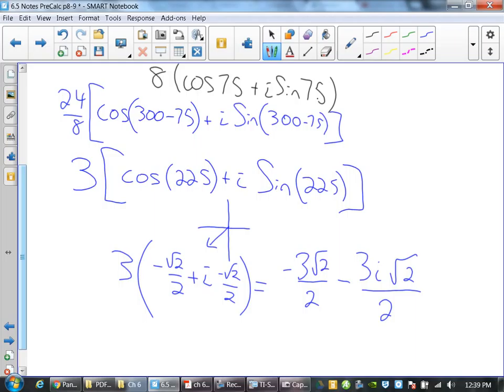Don't freak out when you see solutions, if you're checking them in the book or in the solutions manual. The book usually writes this as 3 root 2I over 2. I don't like that, with the I on the outside. I like to put it in front of the radical. It's technically where it's supposed to be.